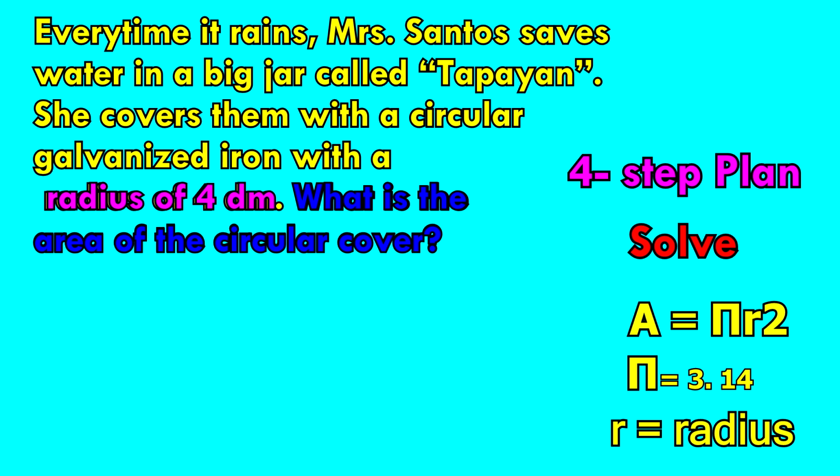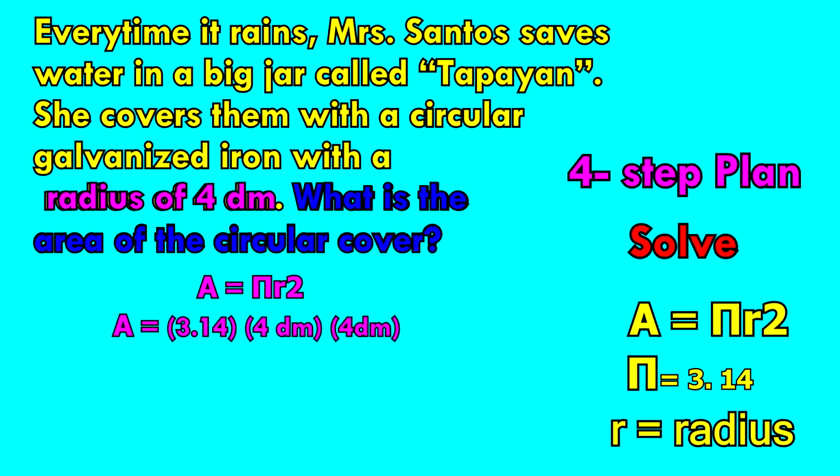Now, it's about time to substitute the value of the radius as well as the value of the pi. So A, let's write first the formula of the area of a circle. A is equal to pi r squared. Now substitute the values of the radius and the pi. A is equal to 3.14 times 4 decimeter times 4 decimeter.